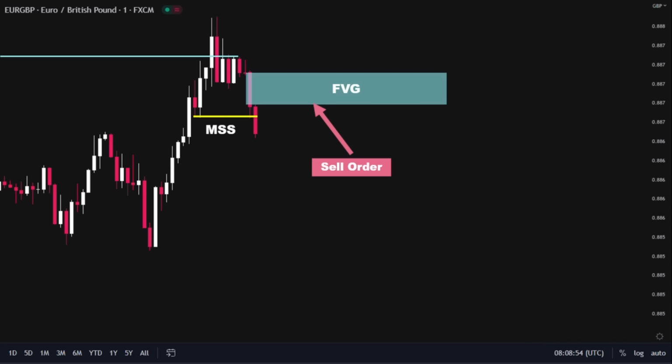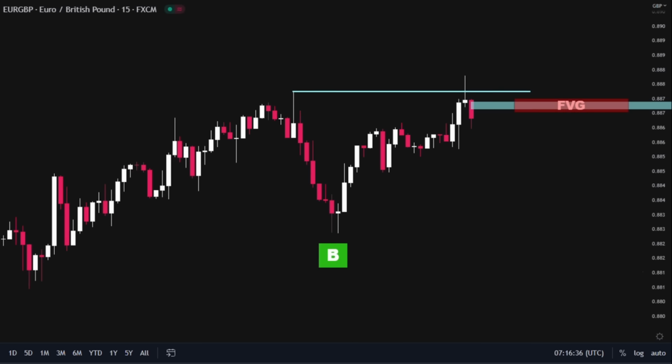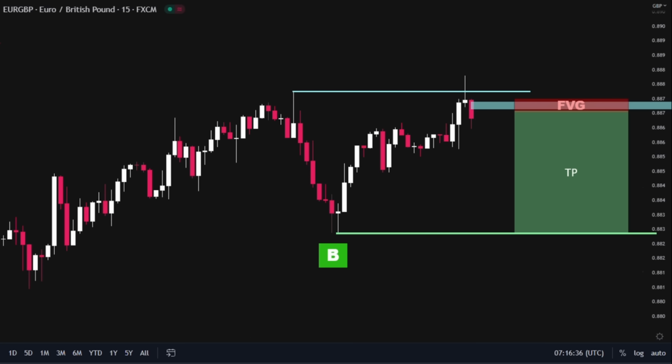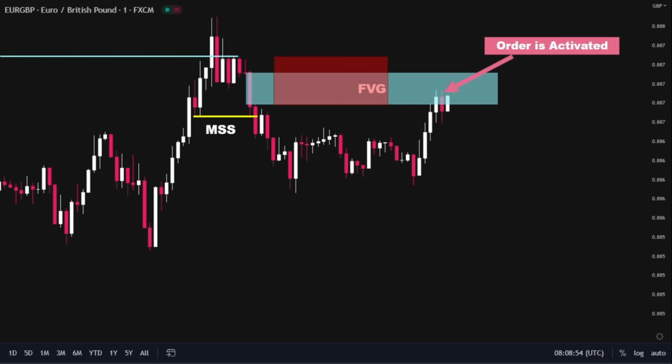And I want to place my stop loss a couple of pips above the first candle of the fair value gap. And for placing the take profit, I'm going to zoom into the 15-minute time frame and put the take profit margin at the lowest point of the B wave at around 0.882. Now that we have executed our sell limit, let's see what will happen. As you can see, price pushed upside and activated our sell order.